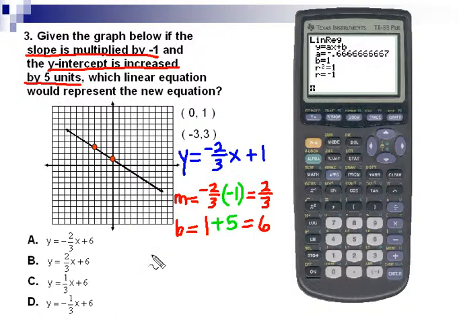Taking our new slope and our new y-intercept, we get a new equation of y equals 2/3 x plus 6. Now match your equation with the answers, and you will see that the correct answer is B. By using the graphing calculator, we took a difficult problem and made it easy.